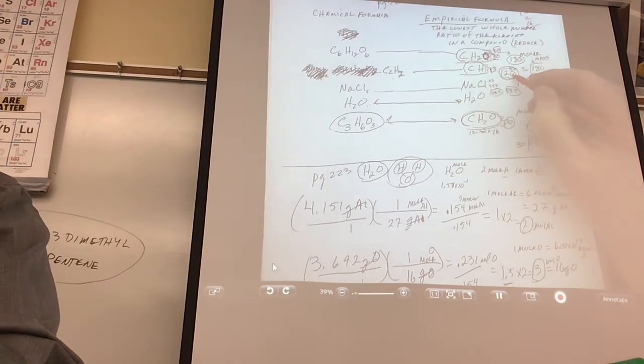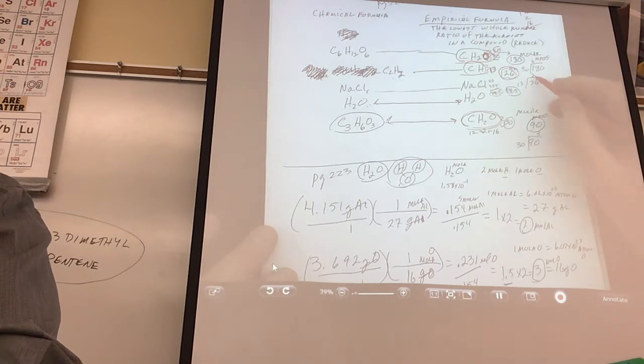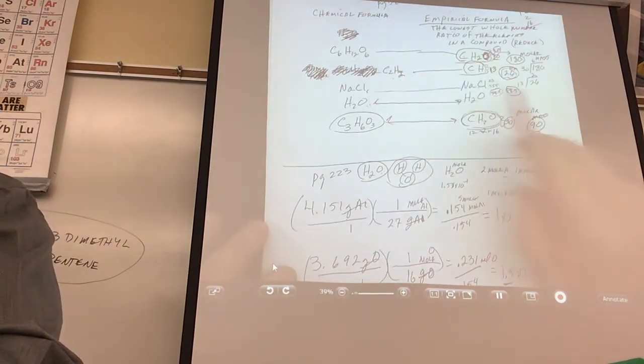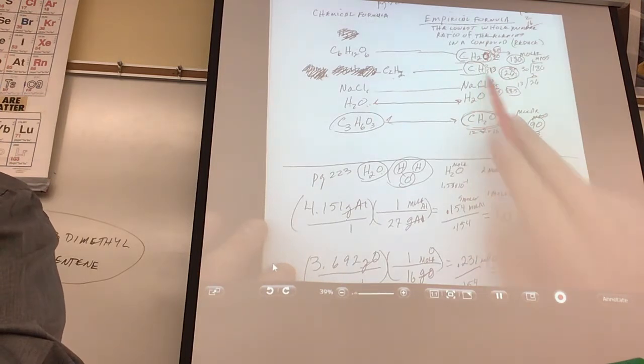That can't be it. So how many times will 13 go into 26? 2. So what's the final answer? What's the final chemical? Multiply everything here times 2. I need not 1 carbon, I need 2. C2H2. Everybody got that? Let's do the next one.